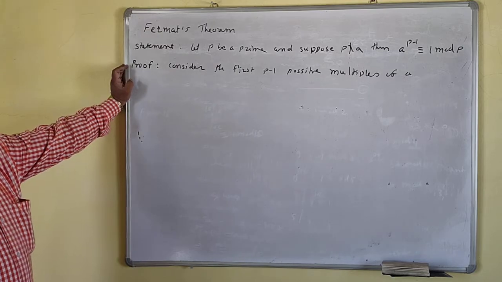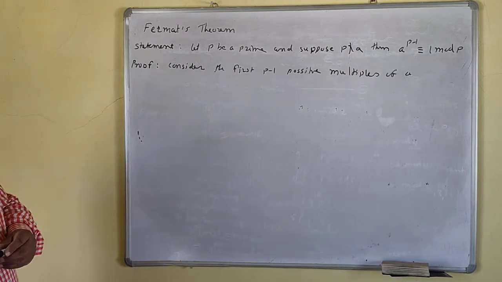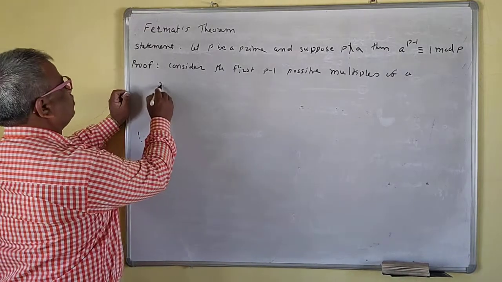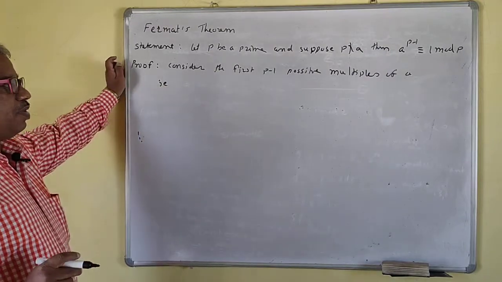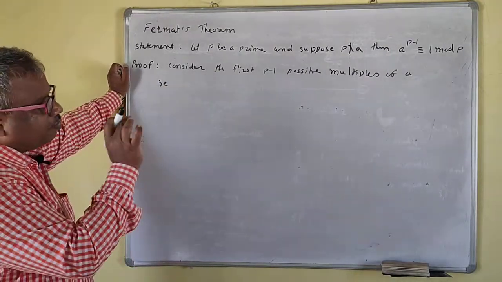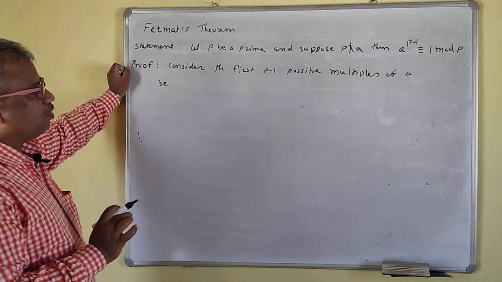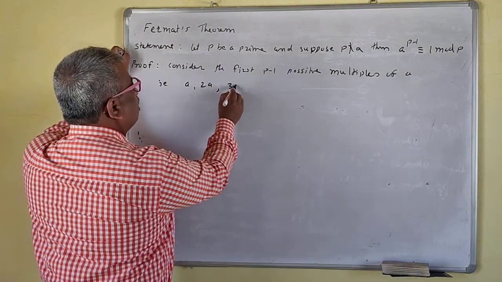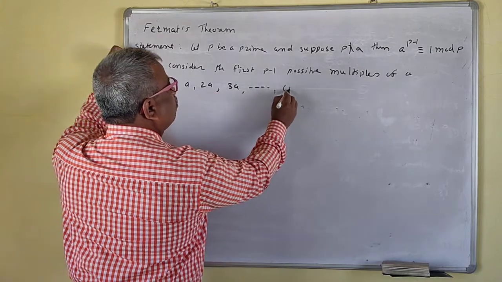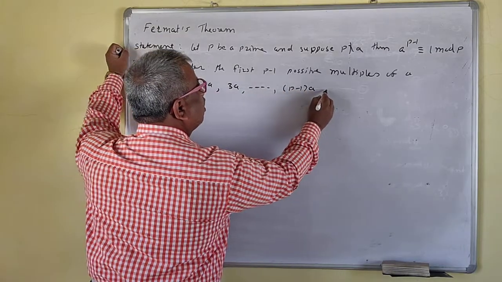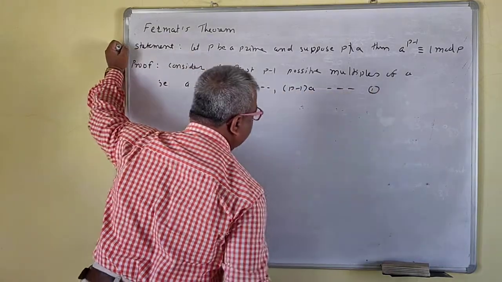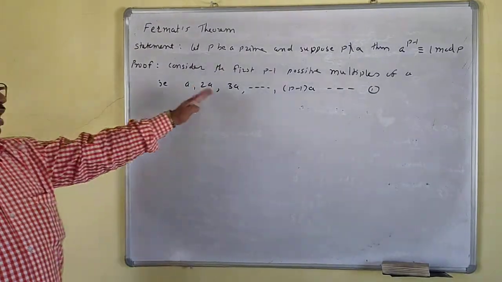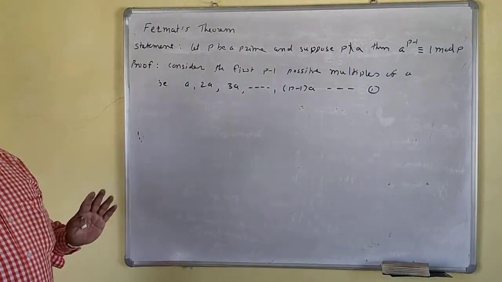Consider the first p minus 1 positive multiples of a. How many numbers have we taken? p minus 1 numbers. So these are a, twice a, 3a, dot dot dot, p minus 1 times a. I will call these numbers the set A now. These are p minus 1 numbers, all multiples of a.